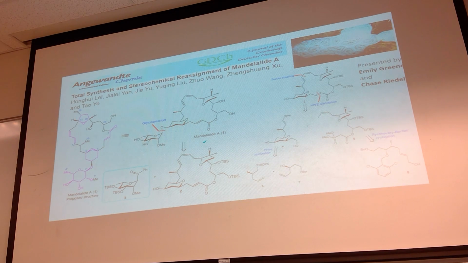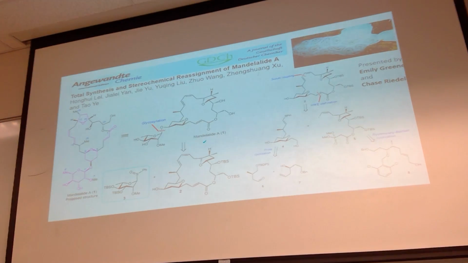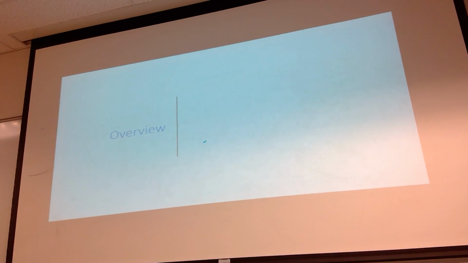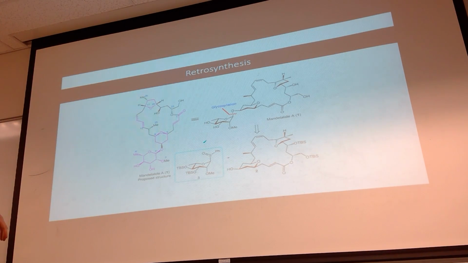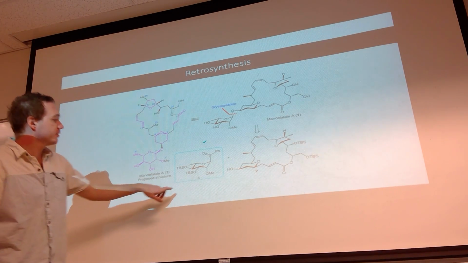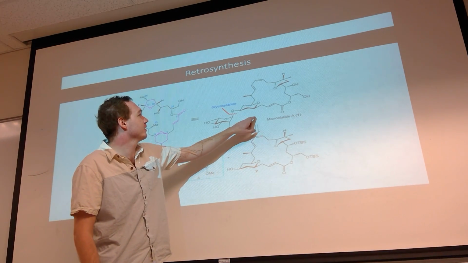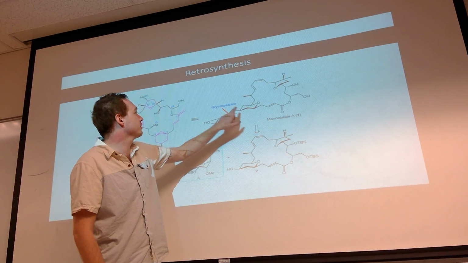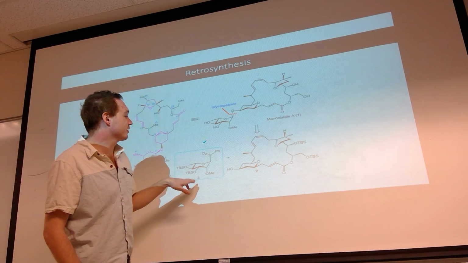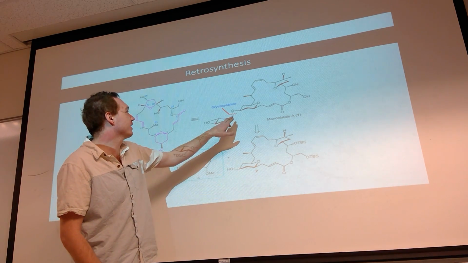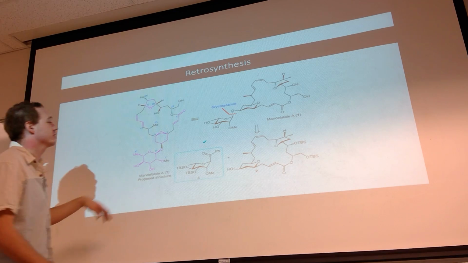So hi, I'm Chase and this is Emily, and we're going to be talking about total synthesis and stereochemical reassignment of mandolite A. So this is a quick synthesis of it, so I'll show that in a sec. Molecules 2 and 3 come together to form this precursor here, which becomes glycosylated to form our target structure here.